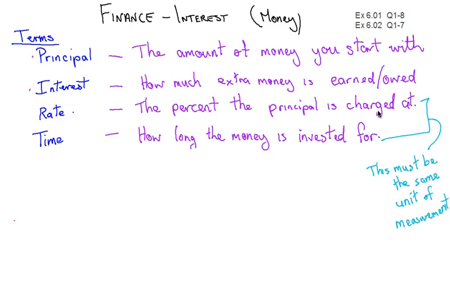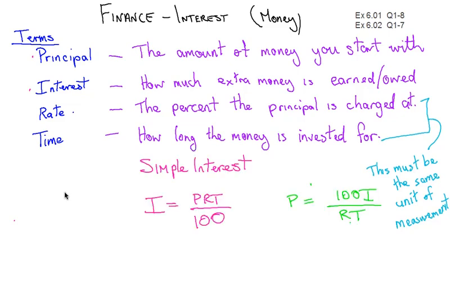So if you're calculating per annum, so per year, then the rate must be per year and the time must be in years. If you're calculating per month, then the rate must be a percent per month and the time must be how many months. So the units of measurement must be the same. And this is the formula for simple interest. Interest will equal principal times rate times time over 100.